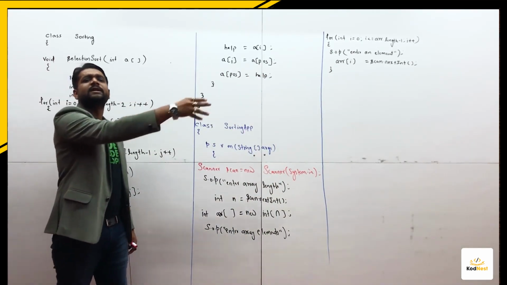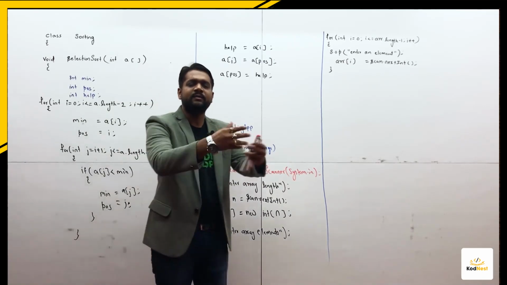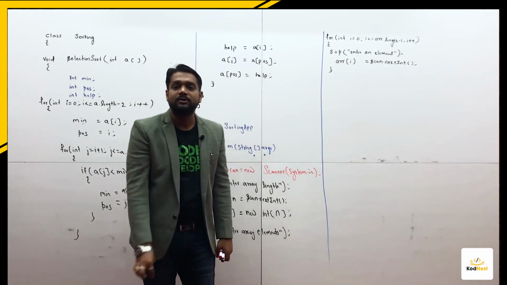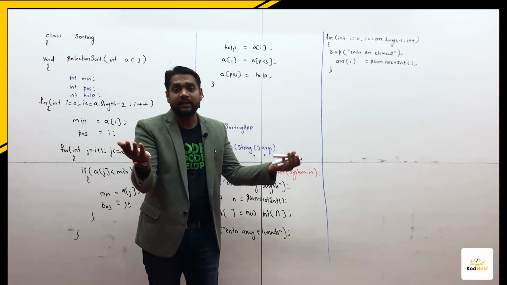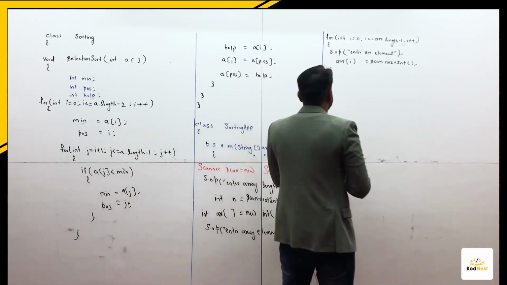86, 42, 23, 18, 25. The array is ready, and the elements are also there. Now I have to sort it. Before sorting, I will print how the elements are there, like this.